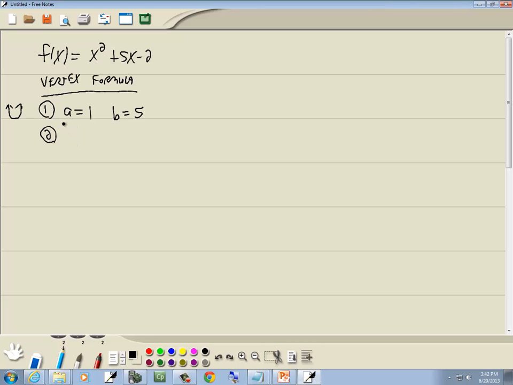Step 2 in the vertex formula: take those values, plug them into negative b over 2a, and simplify. So we got negative 5 over 2 times 1, which gives us negative 5 halves.